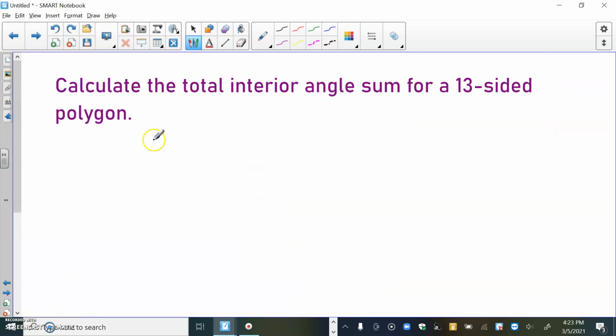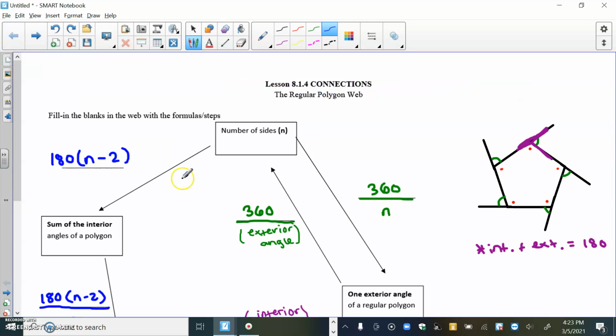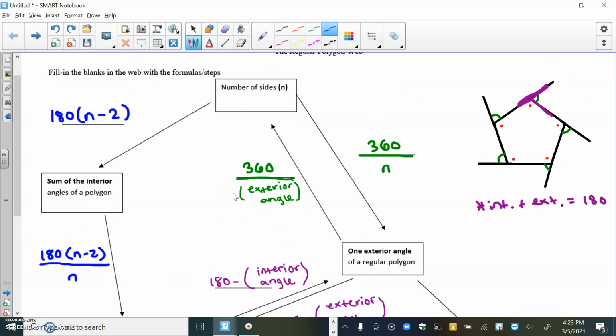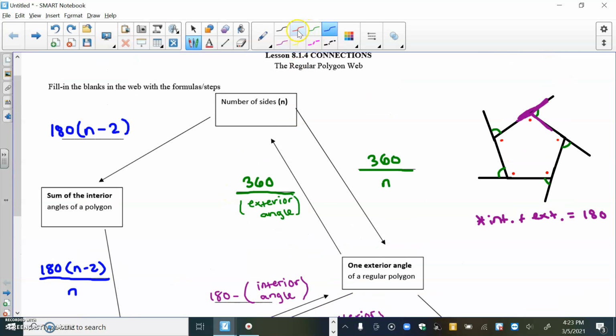All right, so our first problem: calculate the total interior angle sum for a 13-sided polygon. So let's note down some things here. We have n, we know how many sides we have, and we need to find the interior angle sum. This is what we don't have. So when you go back to your Polygon web, you find the box that contains the information you have, and you find the box that contains the information you're looking for. In our case, we know the number of sides, and we're trying to find the interior angle sum.